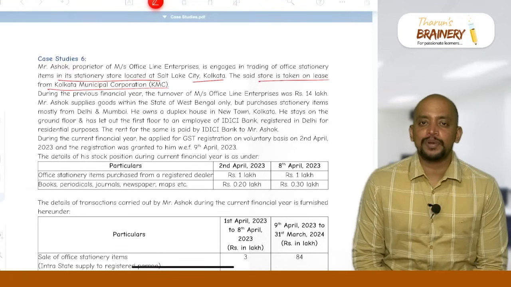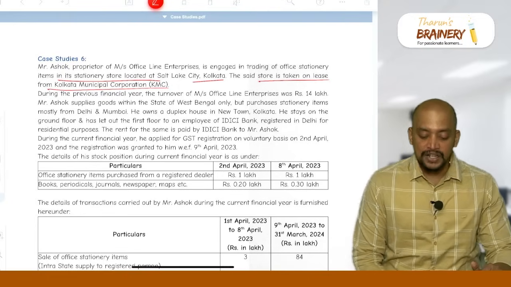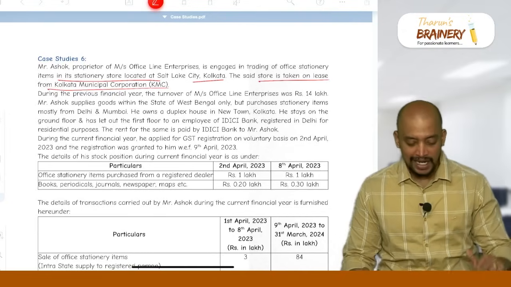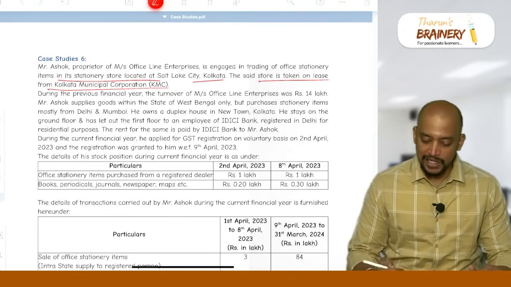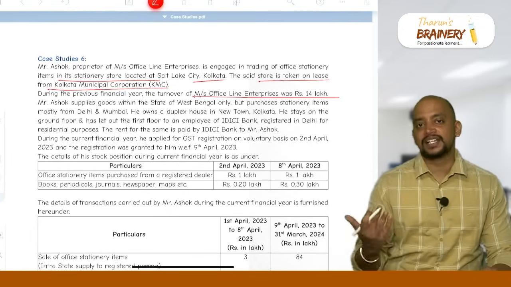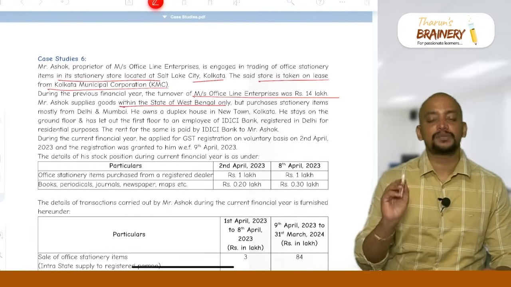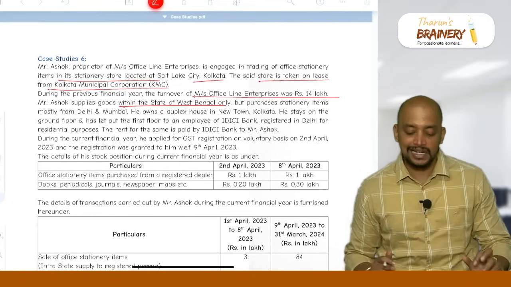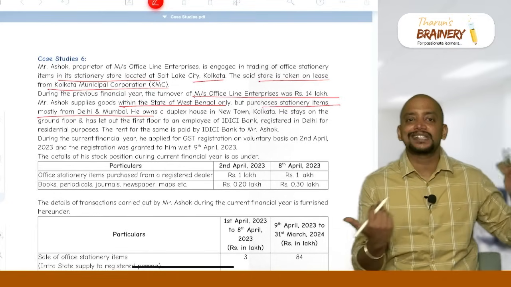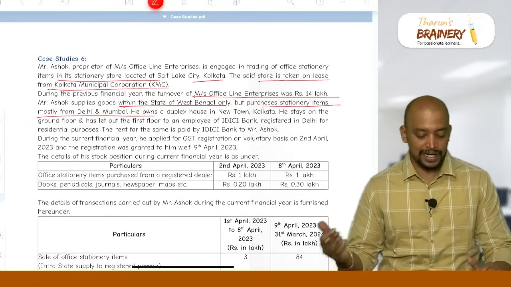So Kolkata Municipal Corporation is government providing immobile property on rent to a business entity. If the business entity is registered, then it will come under RCM, otherwise it will be FCM. During the previous financial year, the turnover of Messrs. Office Line Enterprises was 14 lakhs, means not exceeding the threshold limit. Mr. Ashok supplies goods within the state of West Bengal only, so they are making only intrastate supplies, but purchases stationery items mostly from Delhi and Mumbai. So they can have interstate purchases. Just because a person is having interstate purchases, they are not compulsorily required to get registered.